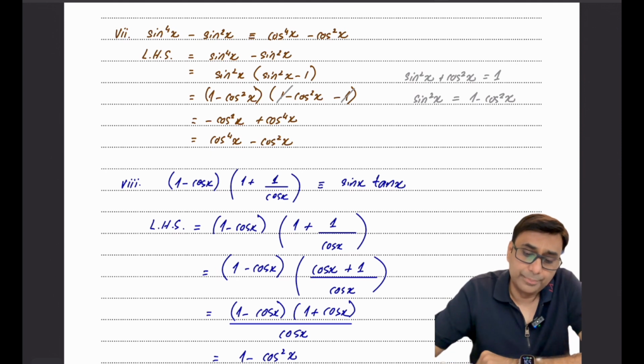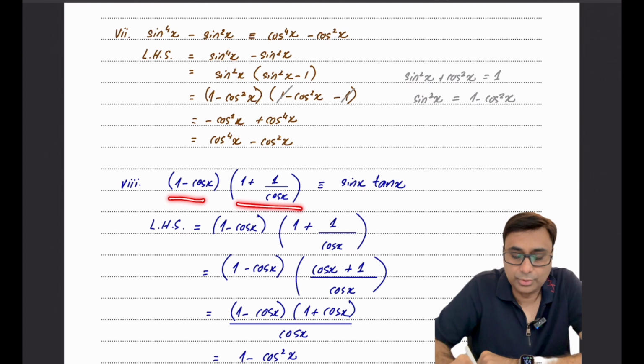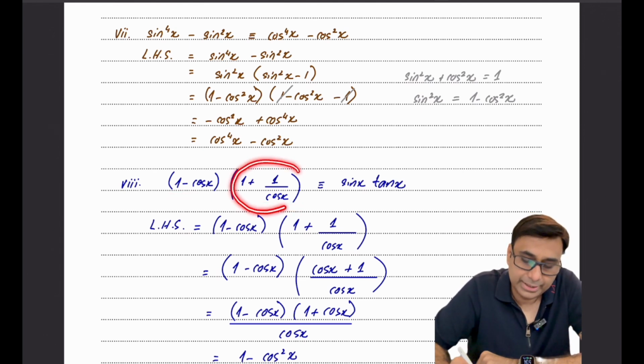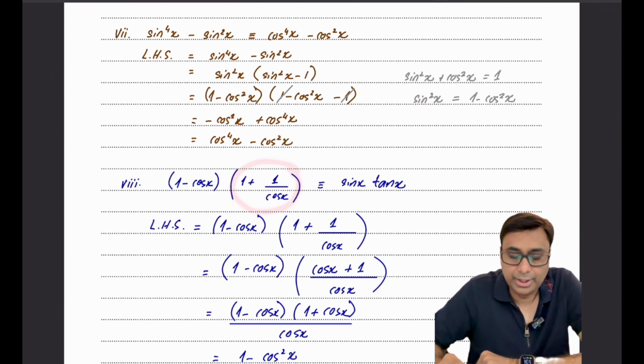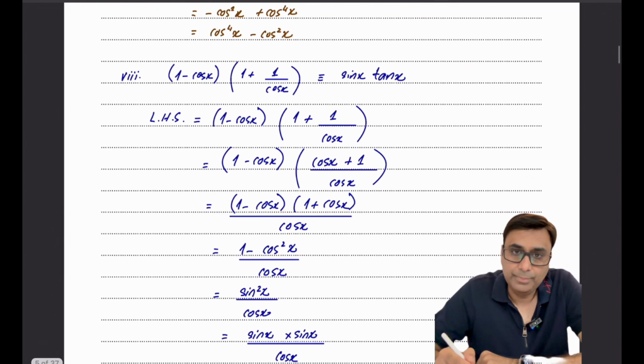Moving on, another example where I have 1 minus cos x times 1 plus 1 over cos x. Very clearly, I have to simplify this by adding fractions. So I will just take down the LCM. It will be cos x plus 1 over cos x. Just like I can factorize into two factors, I can also multiply two factors using the formula a minus b times a plus b. And that becomes 1 minus cos square x. 1 minus cos square x is equal to sine square x.